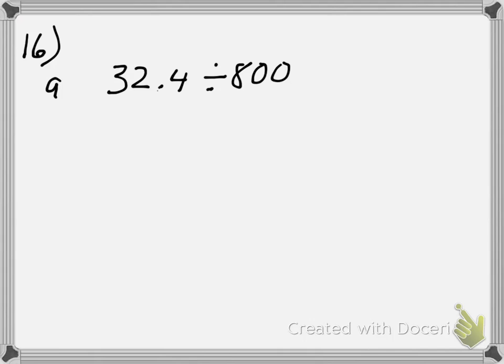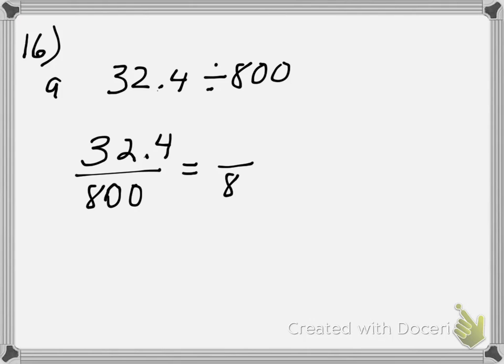For 16, they're giving us 32.4 divided by 800, and once again, we're trying to make it simpler. So let's go ahead and write 32 and 4/10 over 800. And the easier way to do this problem would be just to have an 8 on the bottom. In order to get an 8 on the bottom, I would have to divide by 100. And whatever we do to one, we do to the other.